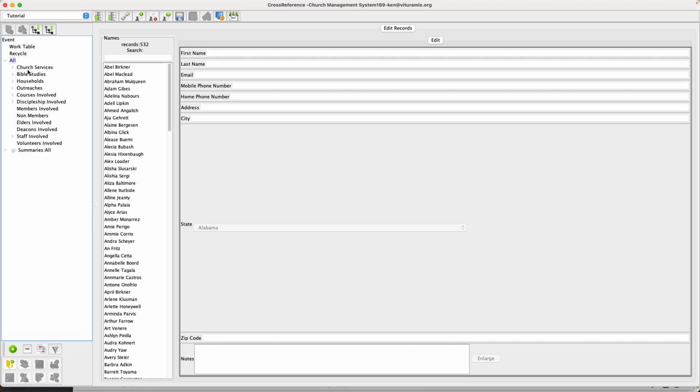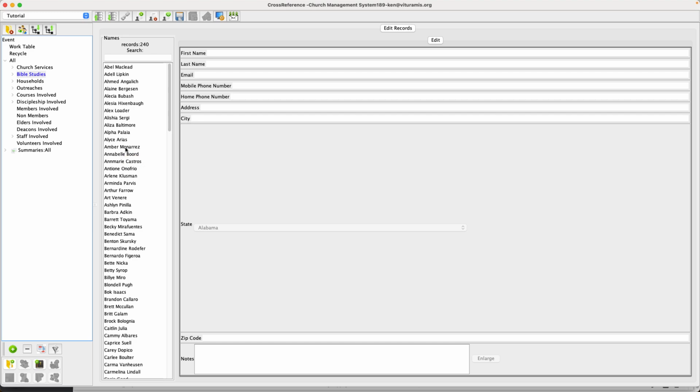So let's take, for example, Bible studies. If I select Bible studies, you see we have 532 records. That represents everyone in the church as a whole. When I select Bible studies, it comes down to 240 records. These are people who are involved somehow in the Bible study.